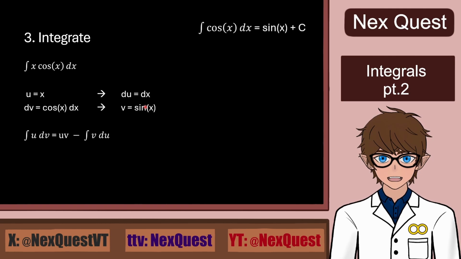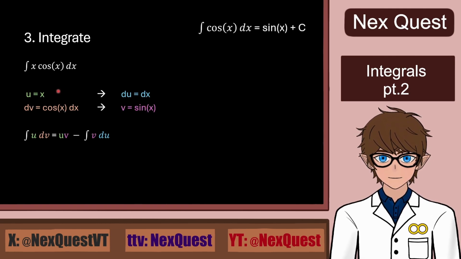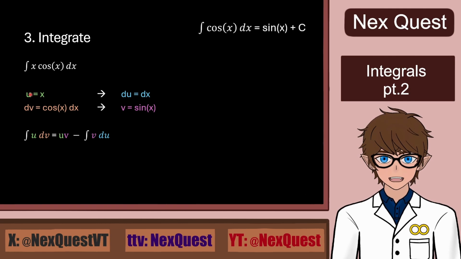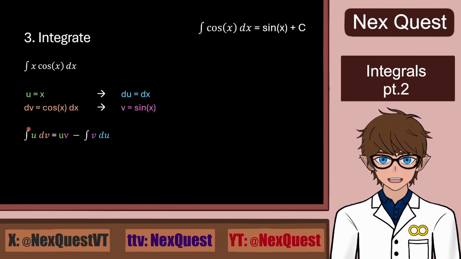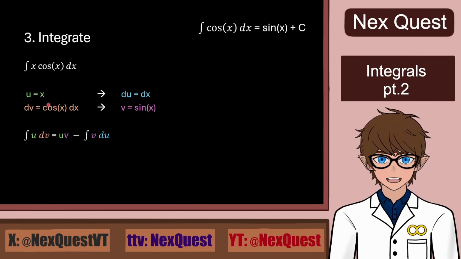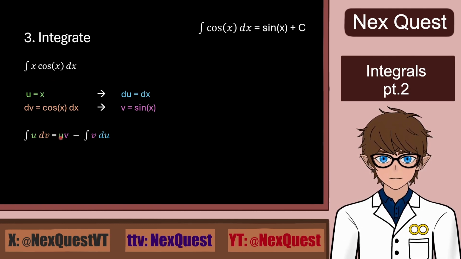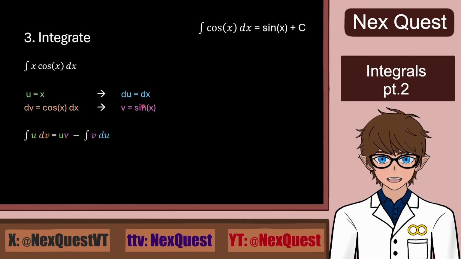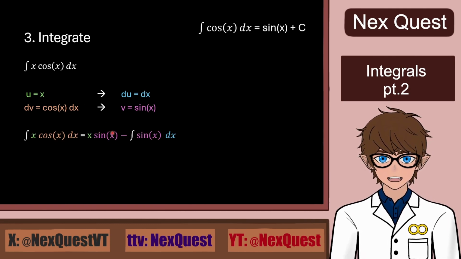Now that we have all 4 parts, we insert them into our formula. I color code again. So the green goes here. So here, u becomes x, dv becomes cosine x dx, and we get our original integral. And that one equals u times v, so x times sine of x, minus integral of sine of x times dx.